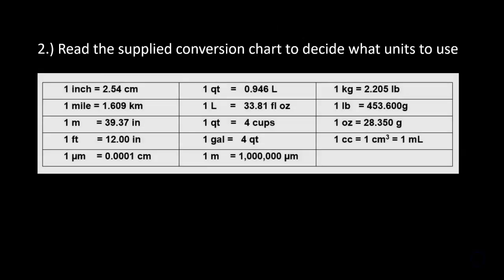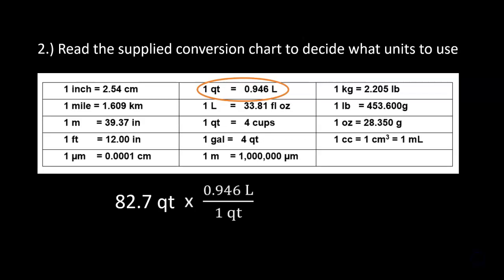The next thing we'll do is read this conversion chart and see what we want to use. We know we have 82.7 quarts, and we know we want to go to milliliters. Do we have anything on this chart that says quarts to milliliters? Well, we don't, but what we do have is quarts to liters, and we should know that liters is really easy to convert over to milliliters. So we're going to convert those quarts to liters, and then we're going to take those liters and convert them to milliliters.